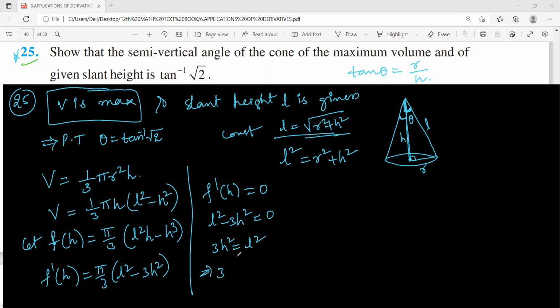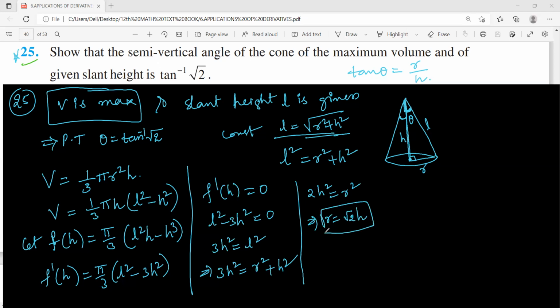That implies what? But we don't want a relation between L square and h square, but we want h square and r square. So L square is what? R square plus h square. That implies 2h square equal to r square. That implies R equal to root 2 h. This is the relation.